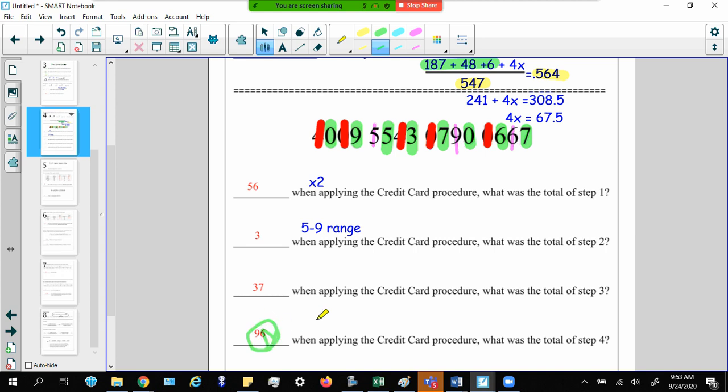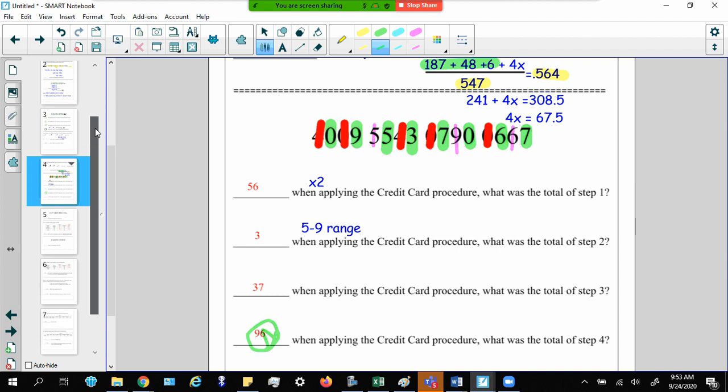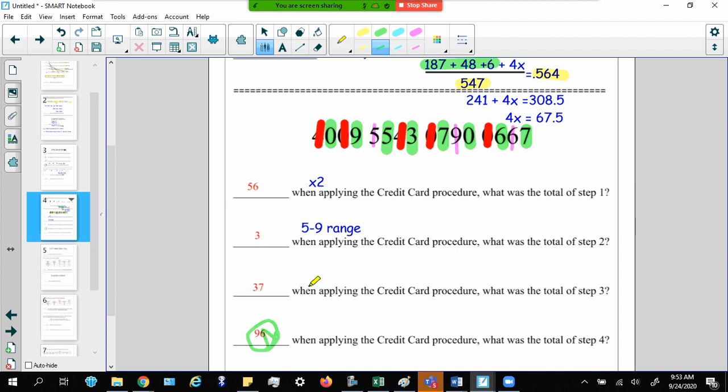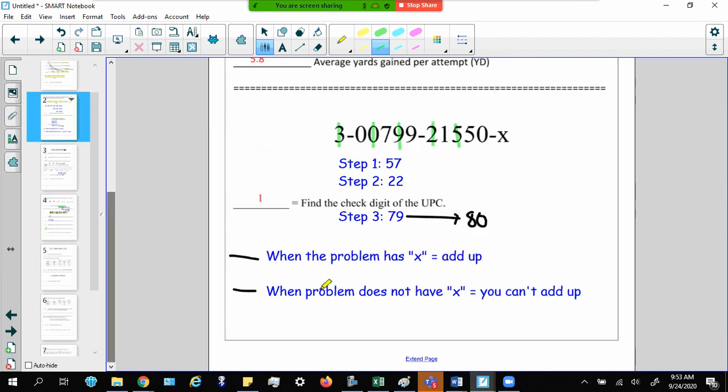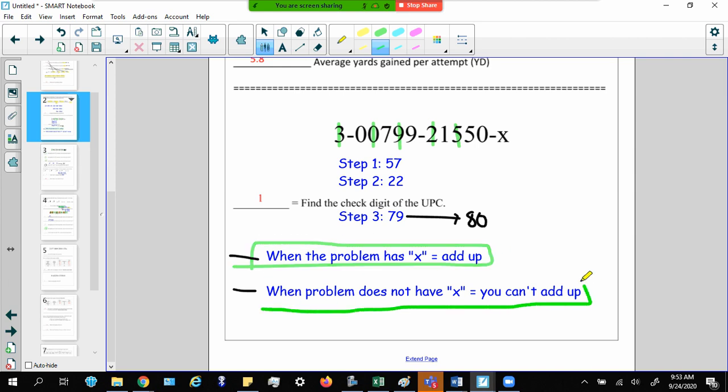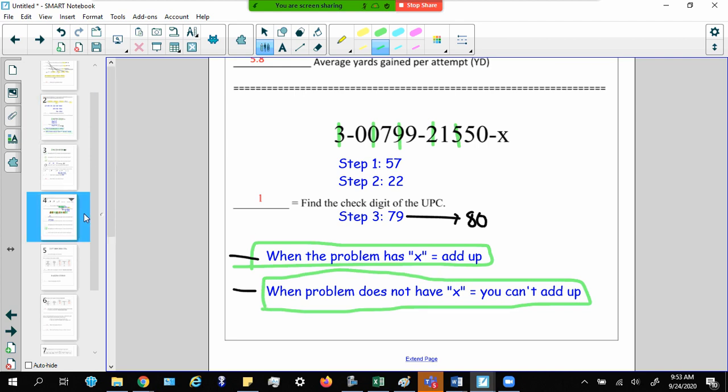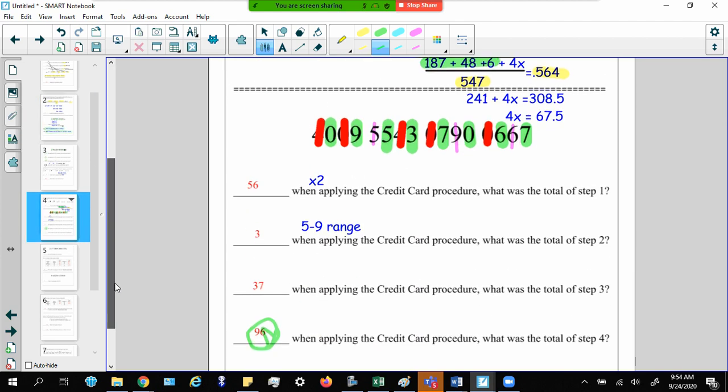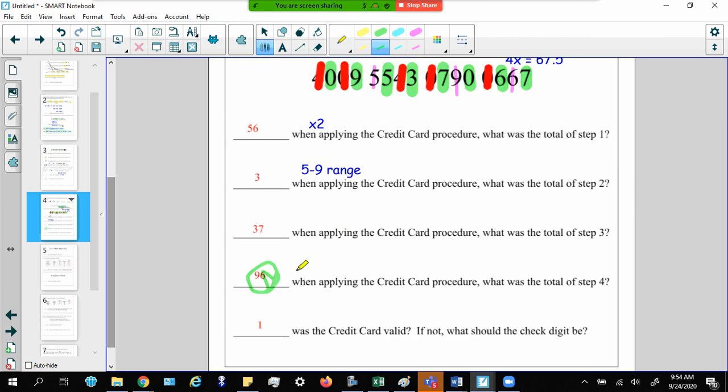Now, going back to the note that we just did up here, the next question is, what should the check digit be? And some students are going to do, they're going to go, oh, 96, the check digit's 4 because we're just adding 4. No, guys, going back to our rule here: when the problem has an x, you add it up. When the problem does not have an x, you can't add up. So do not do that. In this particular problem, do not say, oh, 96 plus 4. It won't work.